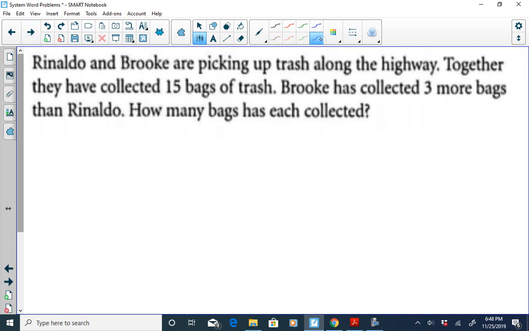Okay, let's see what we have here. Ronaldo and Brooke are picking up trash along the highway. Together, they've collected 15 bags of trash. Brooke has collected 3 more bags than Ronaldo. How many bags has each collected? Now we're just trying to represent this situation with a system. Well, together they've collected 15 bags of trash. So Ronaldo plus Brooke is 15.